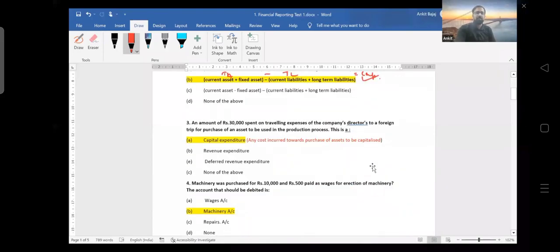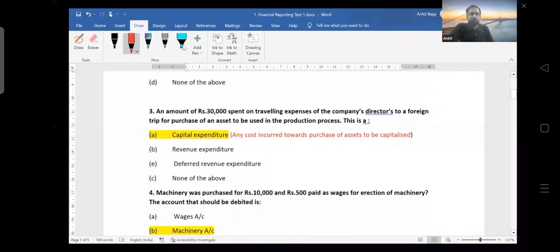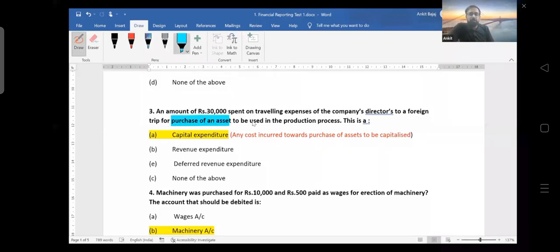The next question is, if you see, an amount of 30,000 spent on traveling expense of the company director to a foreign trip for a purchase of asset to be used in the production process. Is this a capital expenditure, revenue expenditure, deferred revenue expenditure, or none of the above, right? Now, what is the difference between capital and revenue expenditure? First, I will explain this concept. I have already discussed it, but for your understanding, I will revise it.